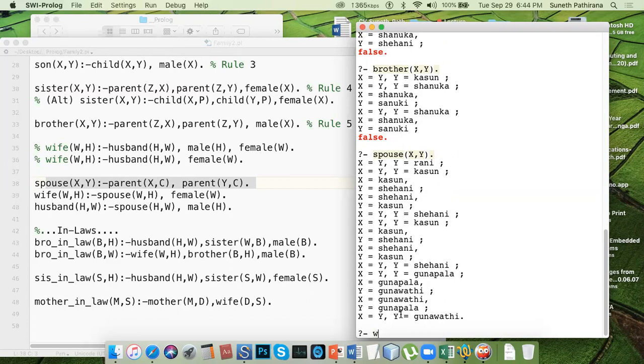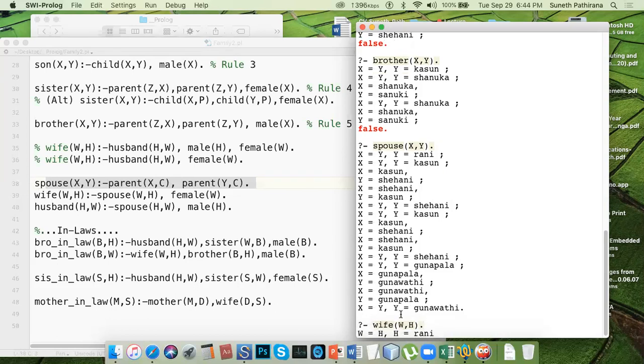Then we have to check this wife relationship. Let's see, W and husband, to list down the husband and wife couples. Rani again. There must be something wrong. It gives W equals H. That means this time Rani has become a husband. Let's examine how that happens.